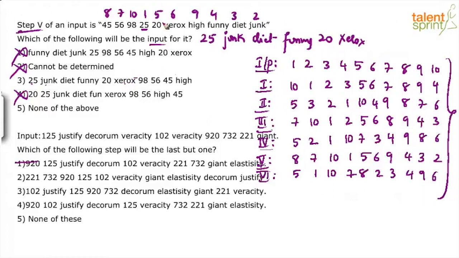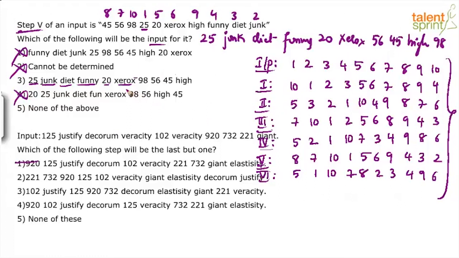Then what should come after Xerox? Xerox is 6. After that 7, which is 56. After that 8, which is 45. After that we need 9, which is high. And after that we need 10, which is, where is 10? 98. Check. Same input, right? 25, junk, diet, funny, 20, Xerox.